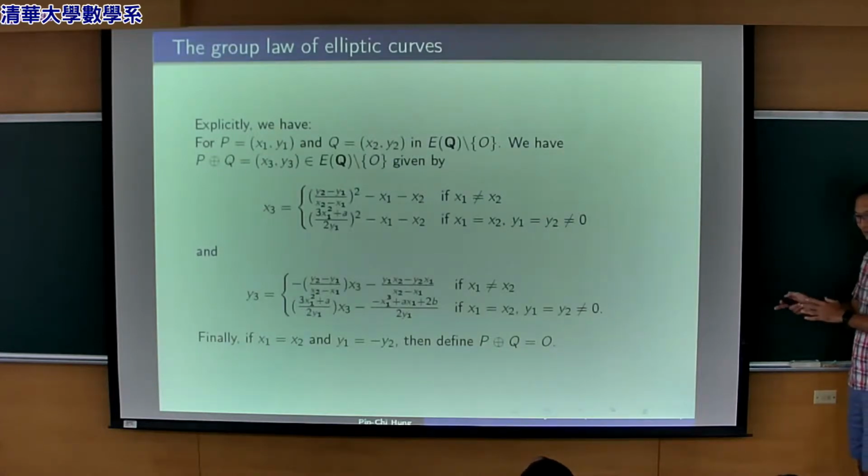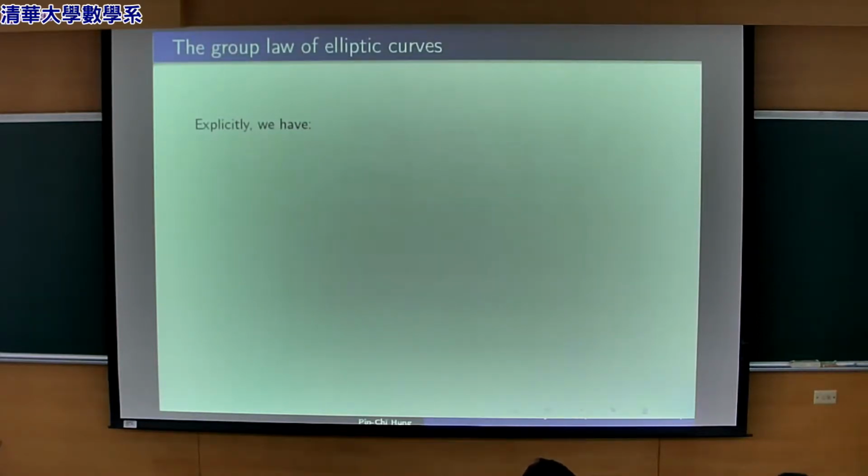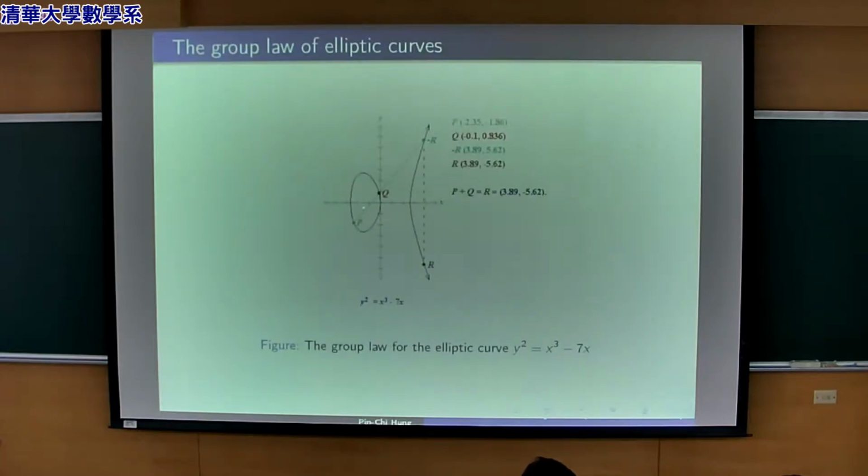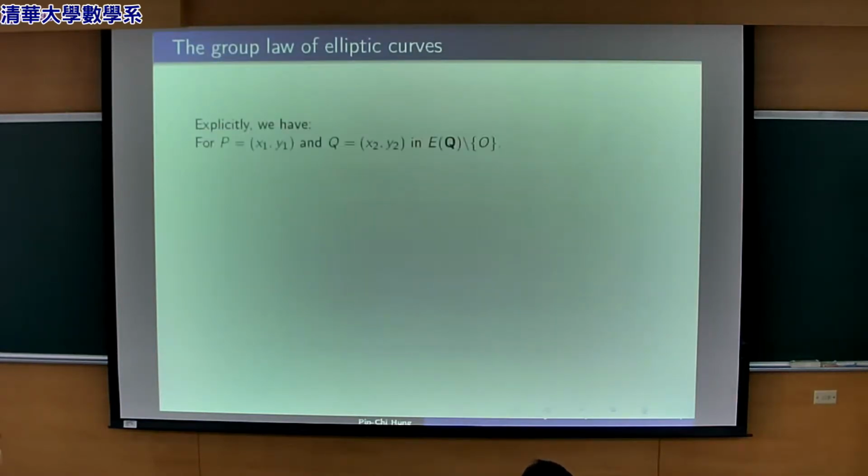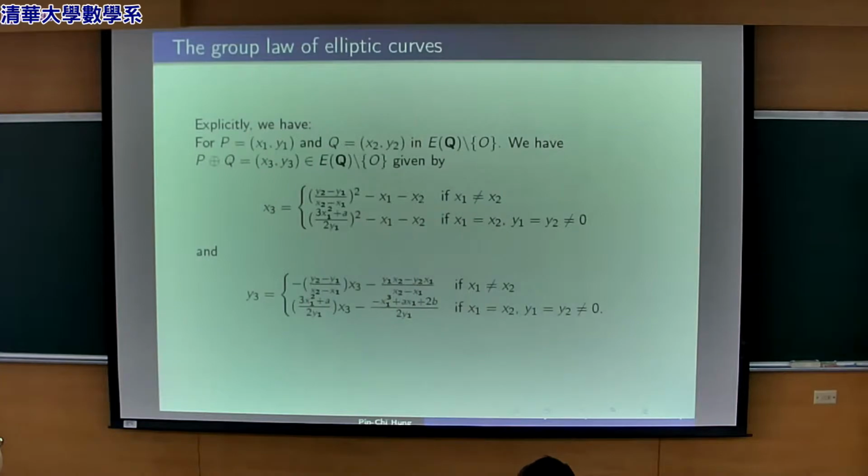Maybe not new, maybe new. Maybe the produced point is the infinite point. Maybe itself. So in this part, if the two points are the same, then in this case we consider the tangent line, right? And the tangent line will intersect at infinity. So infinity is the point operated with itself, at least for this point, the point with a vertical tangent.